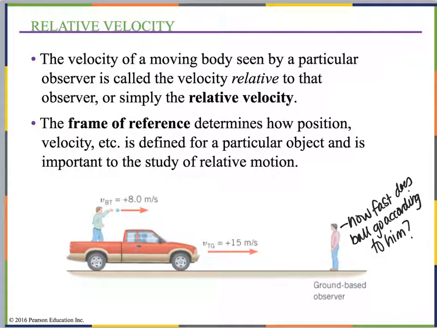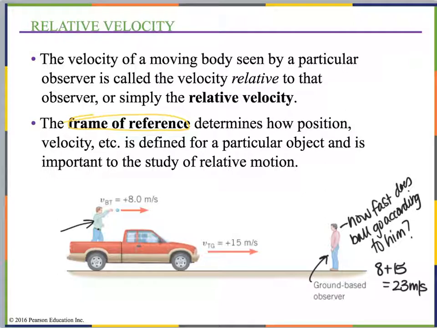And you probably would just add 8 plus 15 and say 23 meters per second, because the truck makes this guy go 15 meters per second, then he throws the ball, and the ball's already moving with the speed of the man, so you simply add those together. The reason that this guy sees the ball move at a different speed than this guy has to do with the idea of the frame of reference.